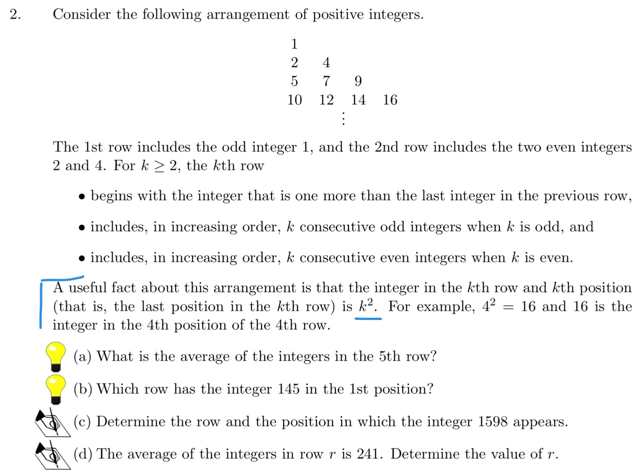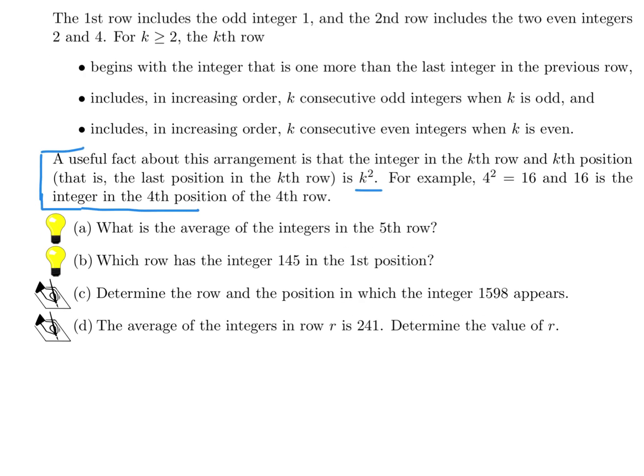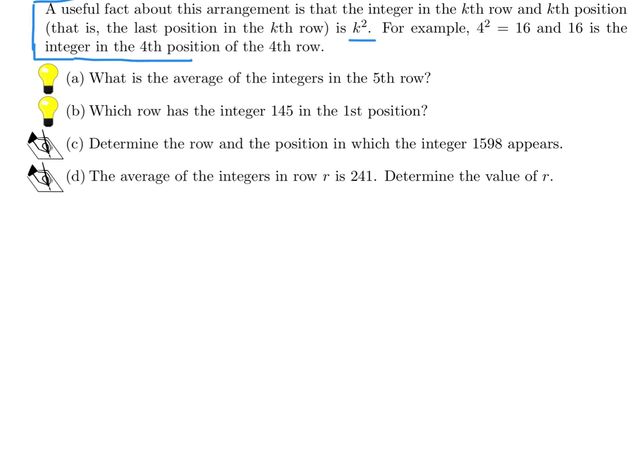So this that they've given you is a huge hint. I mean, if they didn't give that, it would actually make the question challenging. But with it, it's like a giveaway. Because I've seen these questions before, but they didn't give this hint. This hint pretty much tells you how to answer it. So here we go. What is the average of the integers in the fifth row?